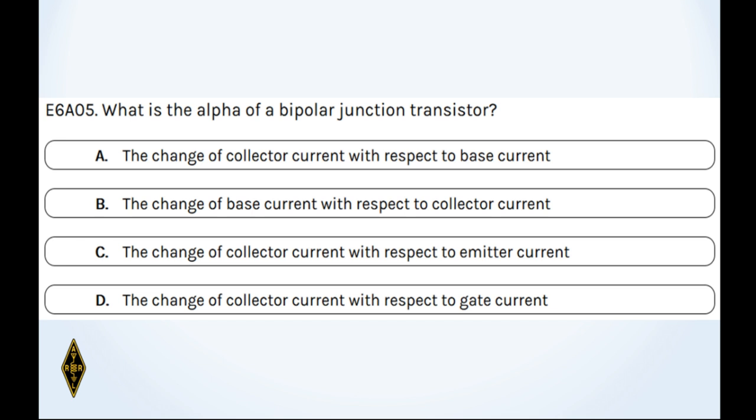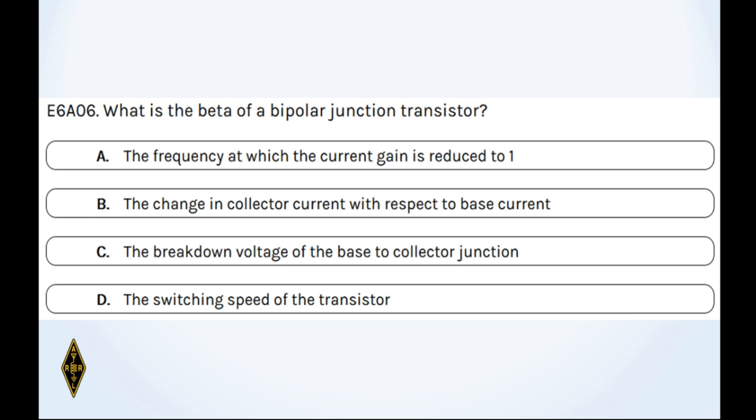The alpha, you're looking at the collector current and how it changes versus the emitter current, and I said it's normally going to be less than 1 because collector current is added into the emitter current. And what is the beta of a bipolar junction transistor? This is in a common emitter configuration, so it's the change in collector current with respect to the change in base current.